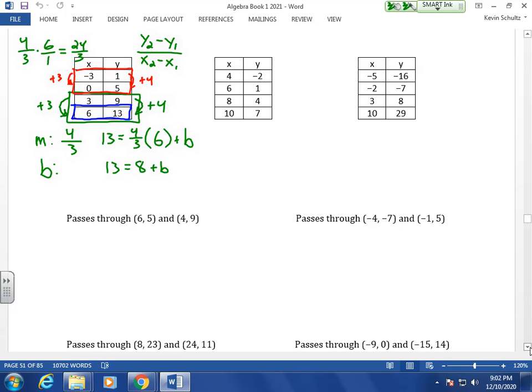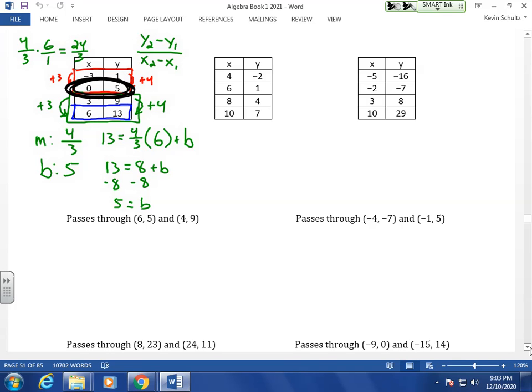One-step equation: to get b by itself, subtract 8 from both sides, and I get a b value of 5. Now, some of you might be screaming at me in your head, hopefully not out loud, but you gave us an ordered pair with an x value of 0.